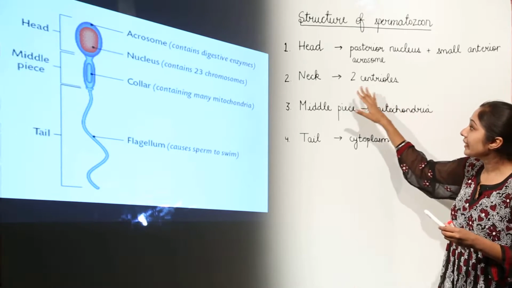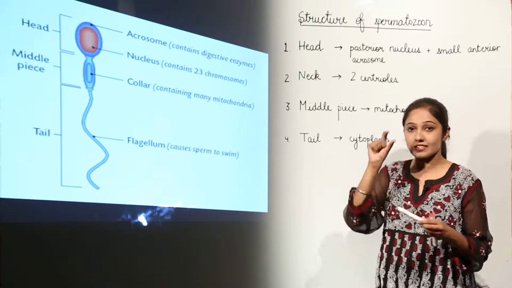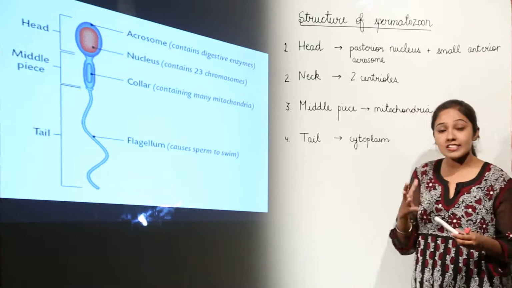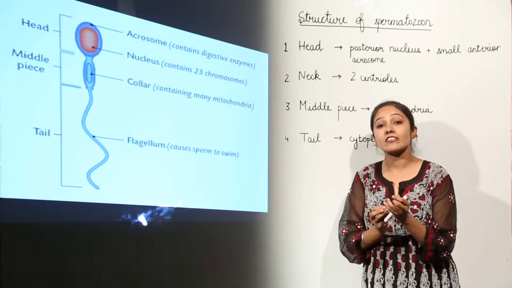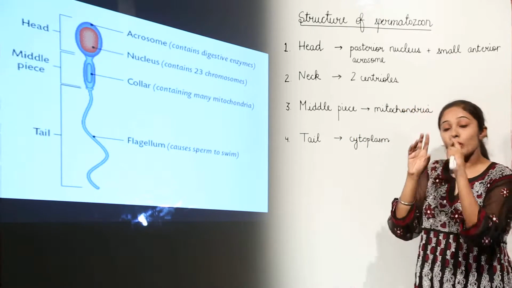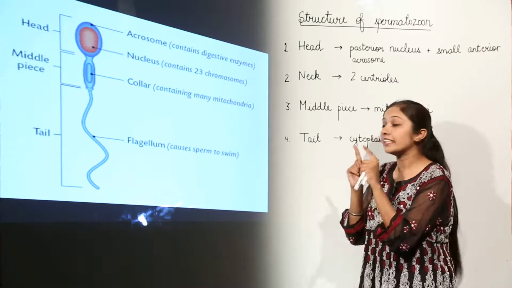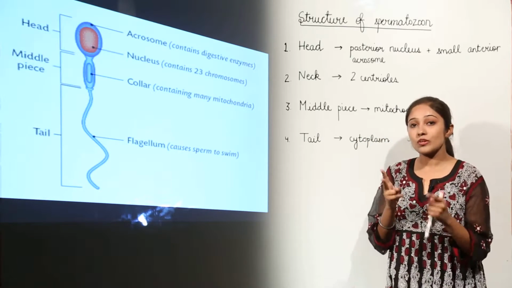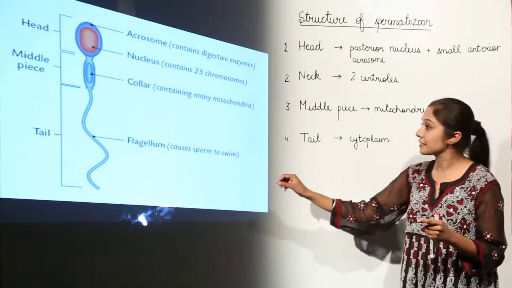So this axial filament is due to the second centriole. Remember that the neck is a very small region. It is important because it has 2 centrioles, and these 2 centrioles are at right angles to each other. Since they are at right angles, one is going to help in the first cleavage of the zygote, and the second centriole is going to help in the formation of the axial filament.